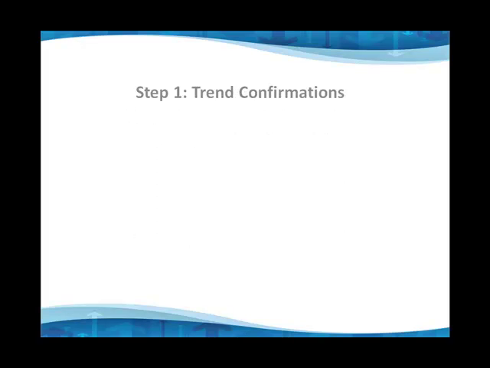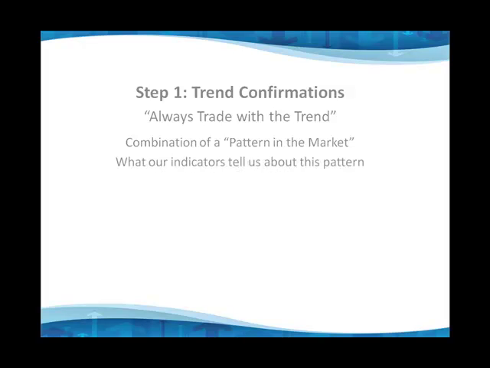Okay, so number 1, the first process. Step 1, trend confirmations. There's a well-known saying in trading that goes, always trade with the trend. So the very first step is you need to identify a trend, but not only identify a trend, identify the strength behind that trend, and that's what our indicators do. It's going to be a combination of a pattern in the market movement and what our indicators are telling you about that specific pattern.